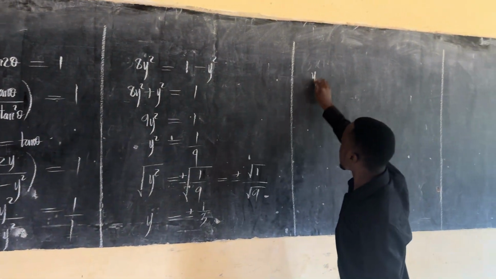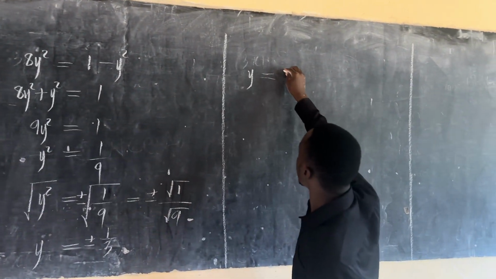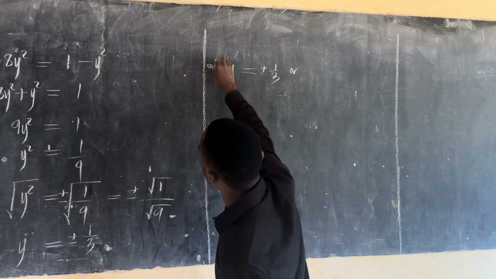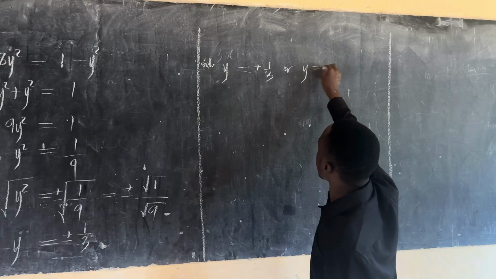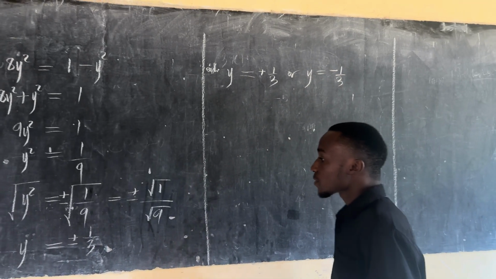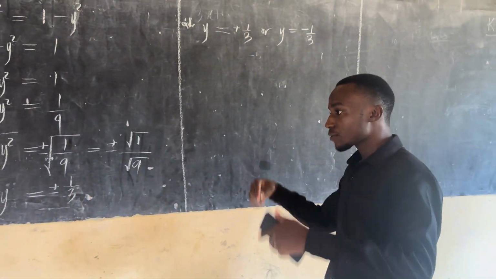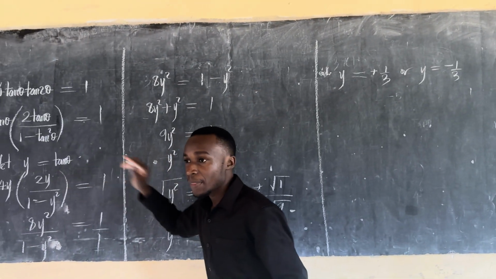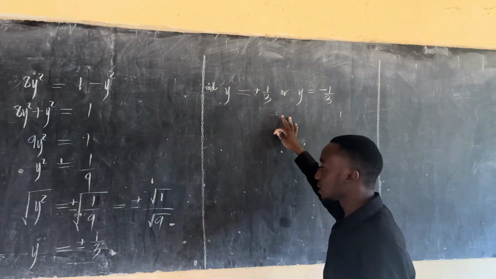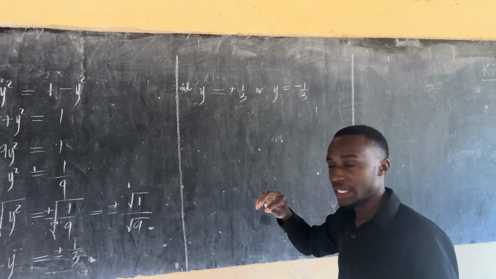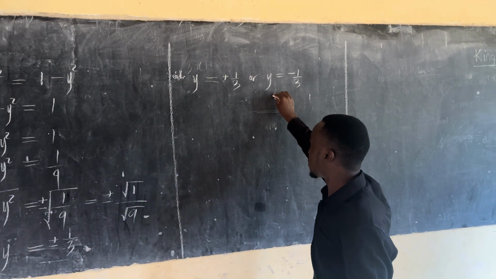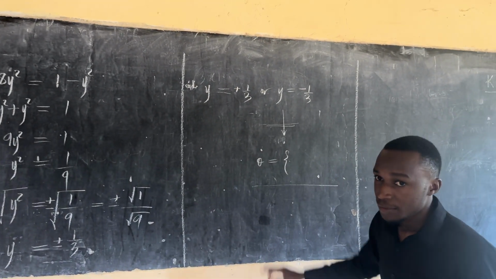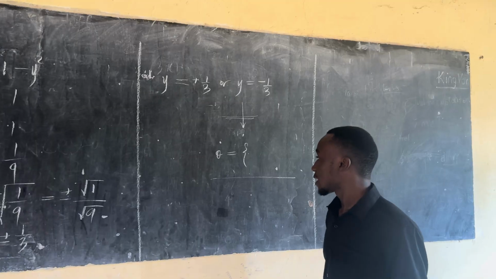So therefore our y is either a positive third or a negative third. From these two values you will remember that your y was tan theta, and you will continue solving the question in the same way as we did in part A. You will have to continue this and tell me what you're getting as your values or angles theta.